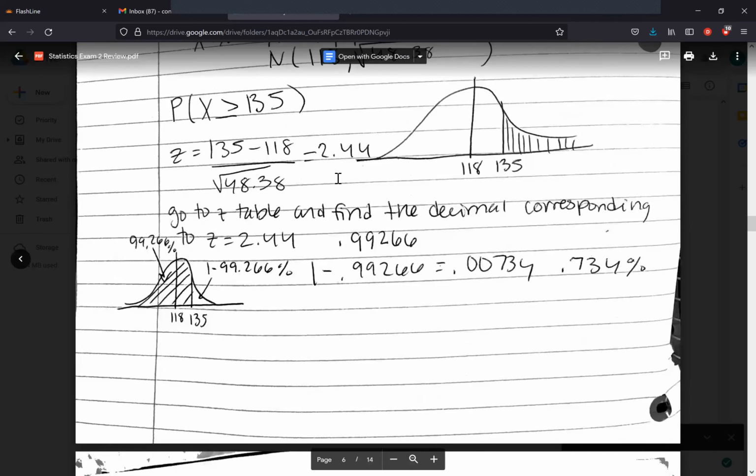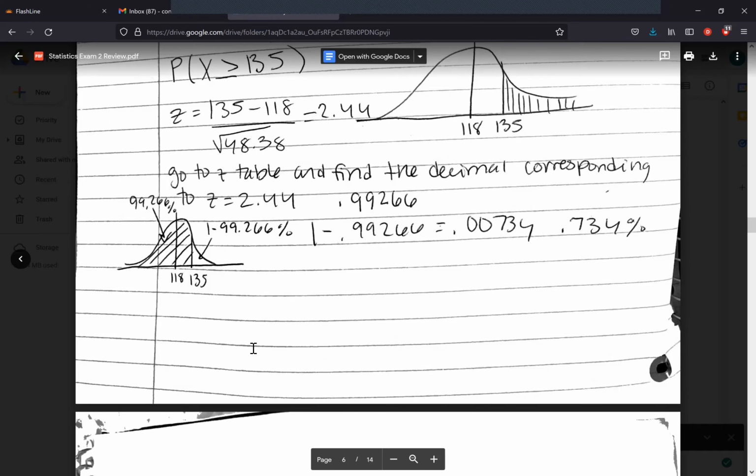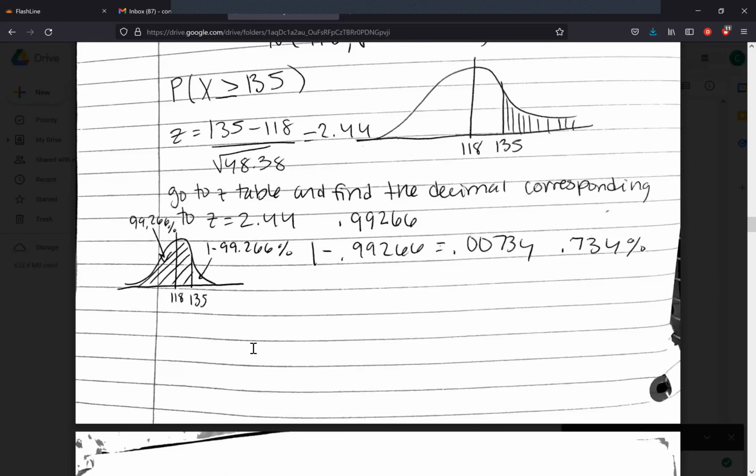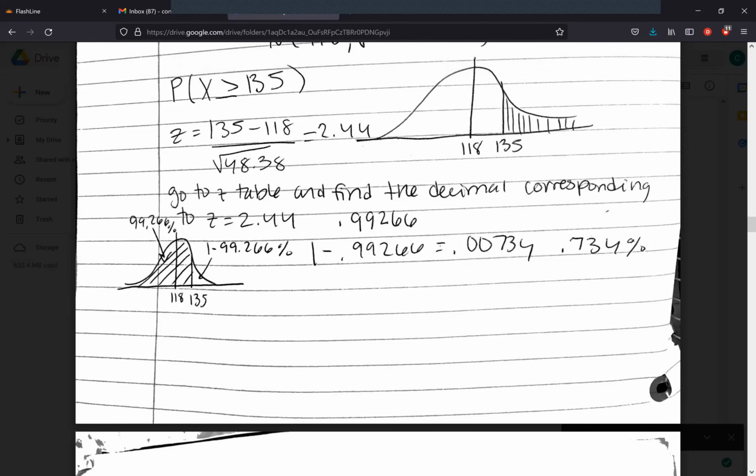So you go to the z table and you look for 2.44 and you find the decimal corresponding to a probability of 0.99266. But we're looking for the probability of x being greater than 135. So we actually have to subtract the 0.99 from 1. So then we would get a probability of x being greater than or equal to 135 being 0.734%.